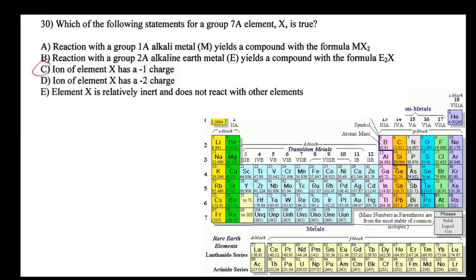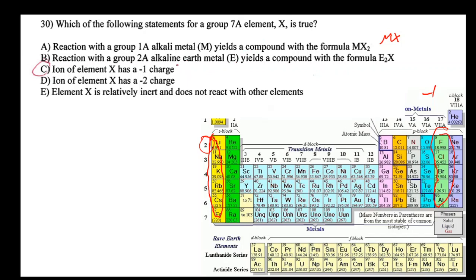Which of the following statements for a group 7A element is true? If you looked at your table here, you'd see that 7A are these halogens here. Reaction with a group 1A alkali metal, so that'd be these guys here, yields a compound with the formula MX2. These group 1 metals always like to have a charge of +1, and halogens always like to have a charge of -1. So that would be MX, not MX2. So that doesn't work.